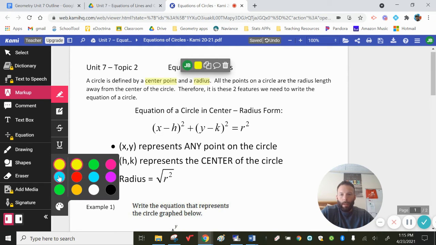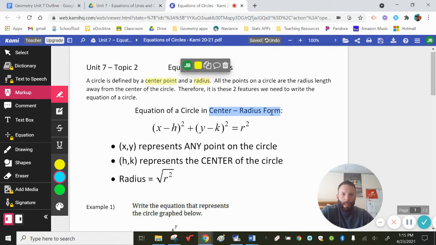So here is your equation for a circle in what we call center radius form. And the reason we call it center radius form is because you need to know the center of the circle and you need to know the radius length of the circle. And then you can write this equation that looks like this: the quantity x minus h squared plus the quantity y minus k squared equals r squared.